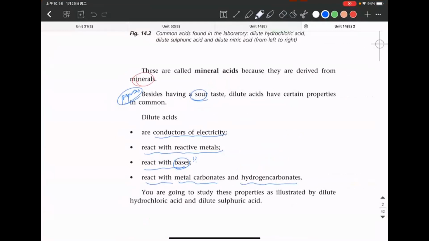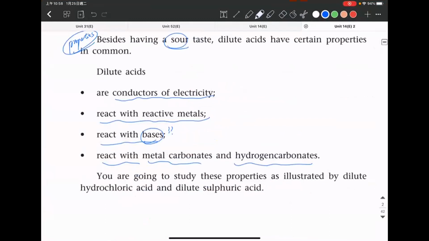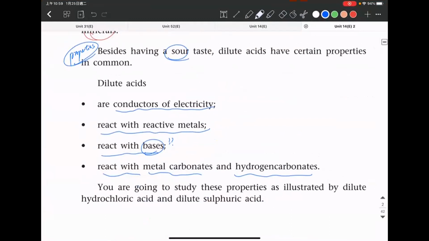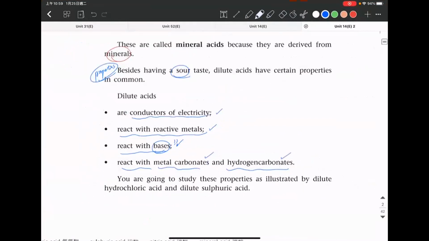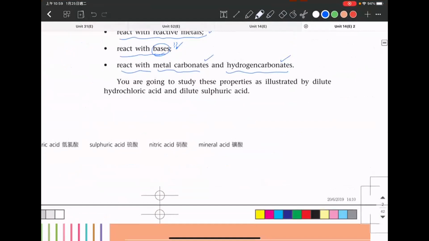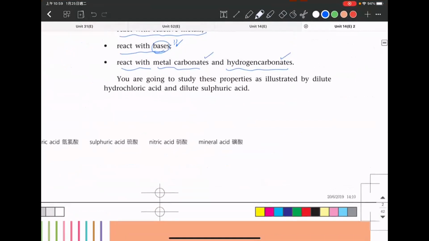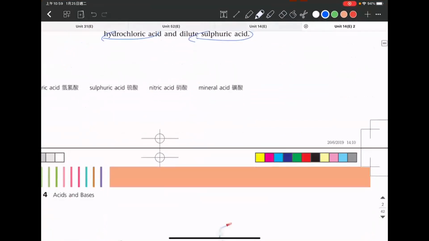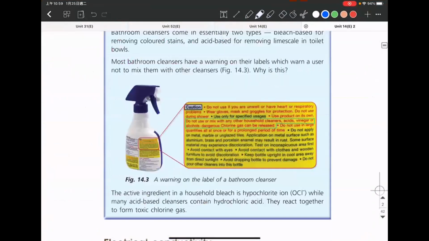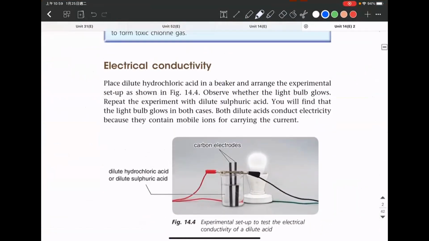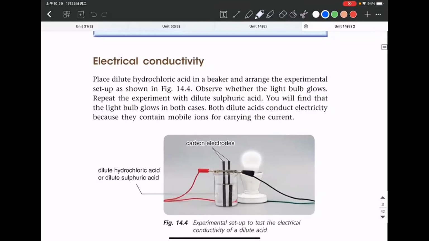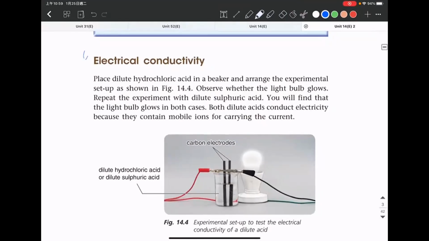Now we will overview these topics: the conductivity of electricity, reaction with reactive metals, reaction with bases or hydroxides, alkalis, and the reaction with metal carbonates and metal hydrogencarbonates. We would like to show you these properties using hydrochloric acid and dilute sulfuric acid. You may have heard of so many different items and find it rather confusing. Don't worry, we will talk about it one by one.